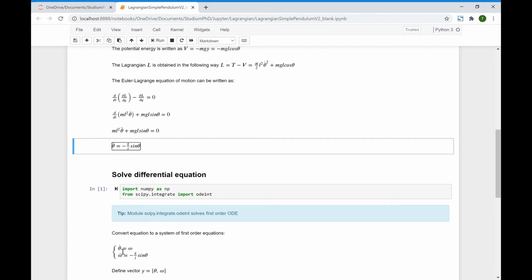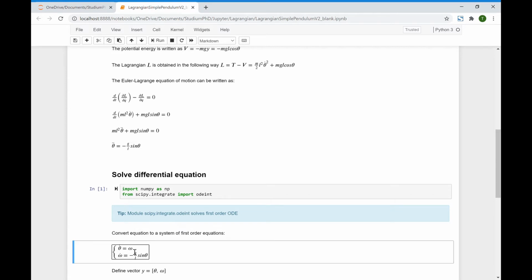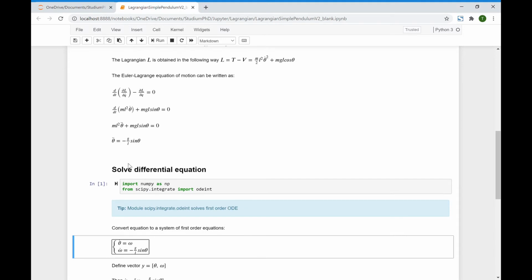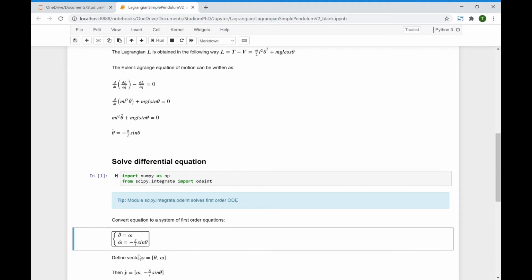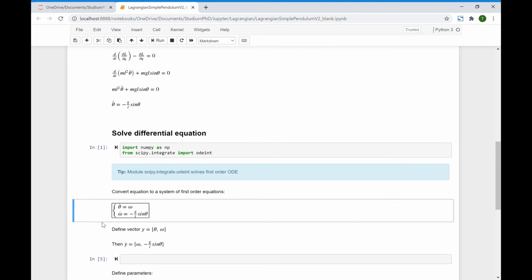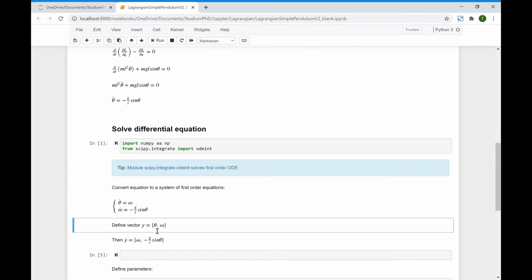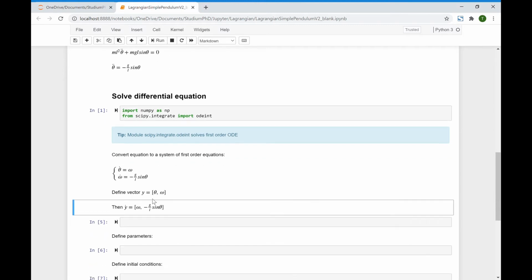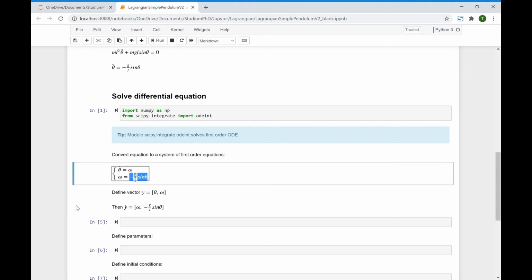How do we do it? We replace theta dot by omega, where omega is the angular velocity. So the first equation will be theta dot is equal to omega, and then of course the second time derivative of theta will be the first derivative of omega, and we write it here in the second equation. So omega dot is equal to minus g over L times sine theta. Since we have a system of equations, we define the vector with variables theta and omega. So now we have two variables, theta and omega. Time derivative of theta will be omega, and time derivative of omega is this right hand side.